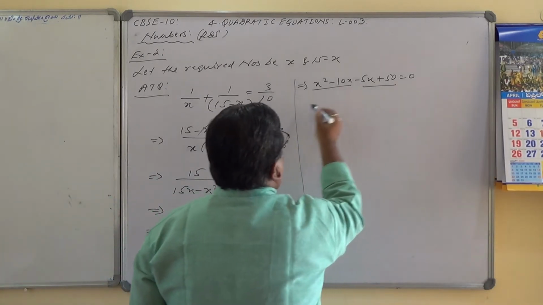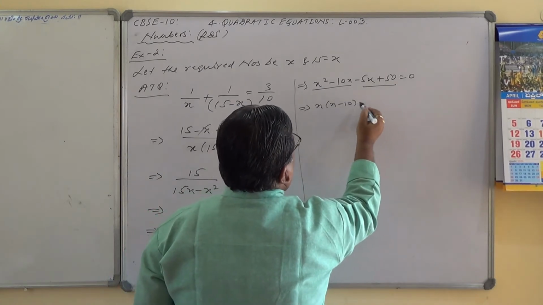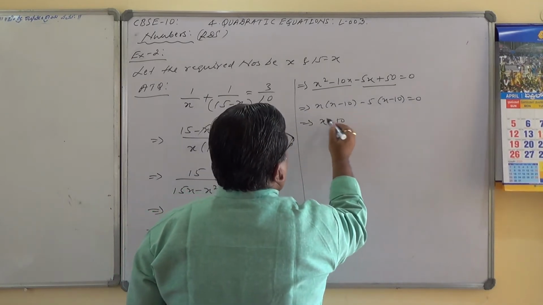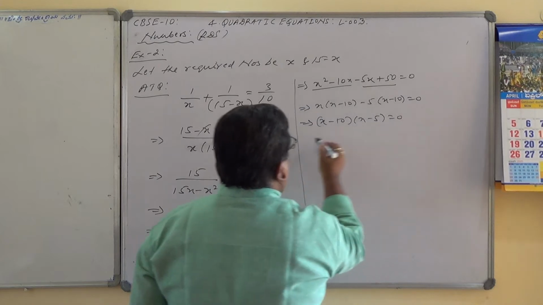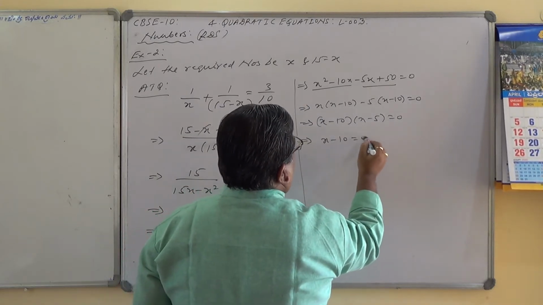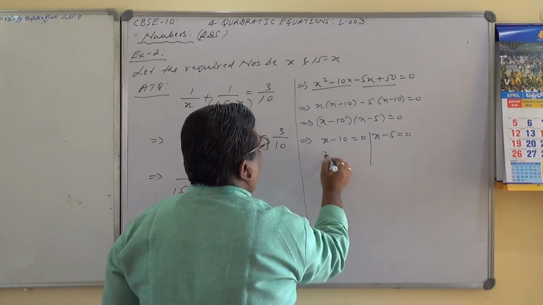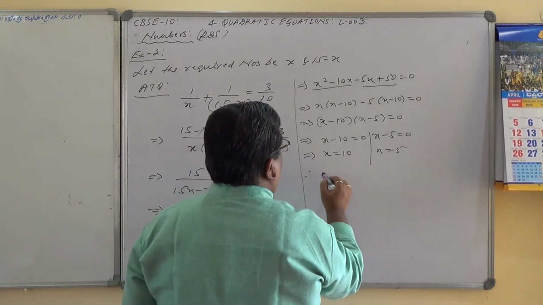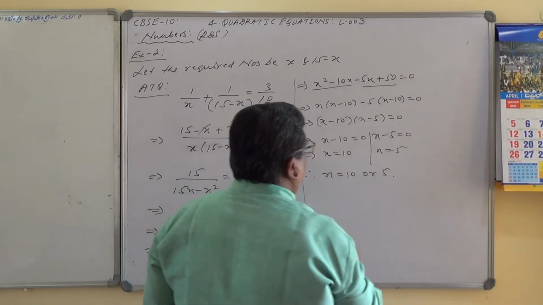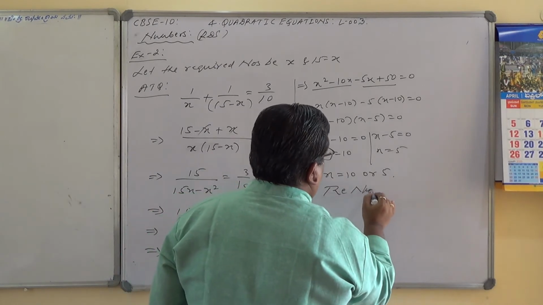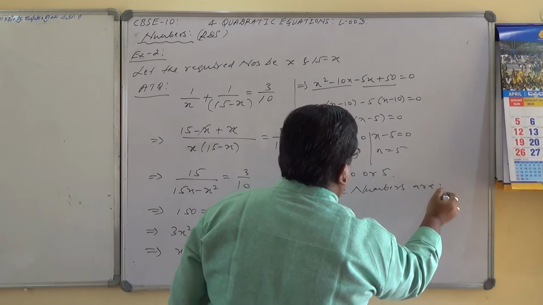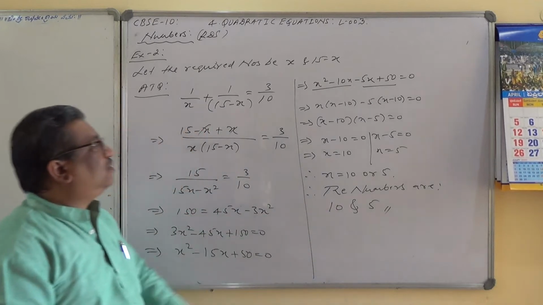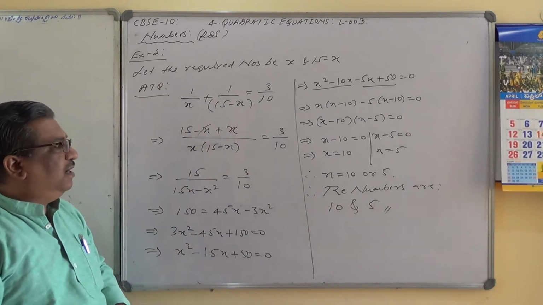So take common x here: x into x minus 10 minus 5 into x minus 10 equals 0. x minus 10 into x minus 5 equals 0, implies x minus 10 equals 0, x minus 5 equals 0, x equals 10, x equals 5. So this is how it is. Therefore, x equals 10 or 5. Therefore, the numbers are 10 and 5. Is it not? If I add these two, I will get 15. So note down the answer, please.